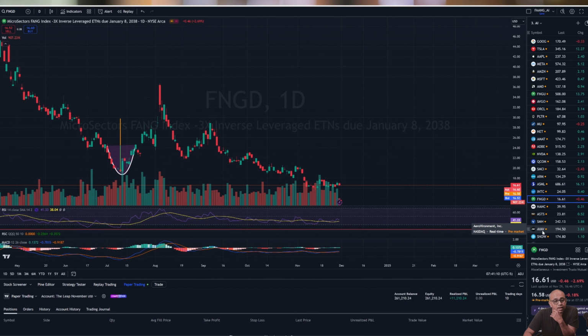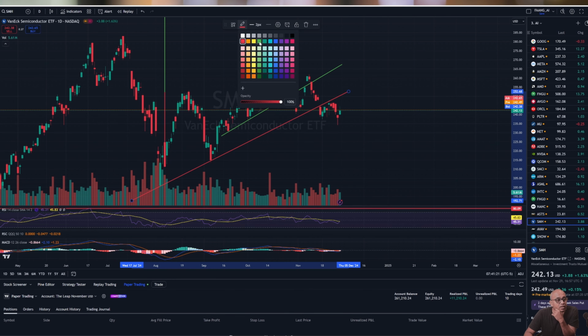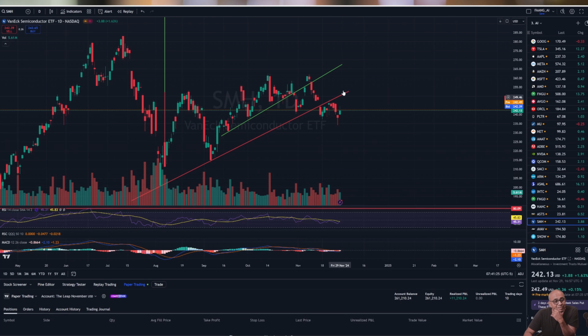And then we have SMH, which is the semiconductor ETF, which is up 0.15%. We still have this diagonal line of resistance, which is holding it down, apart from exponential moving averages. And we need to break through that. Momentum is picking up. MACD is also trying to repair itself, but both are weak at this point of time.